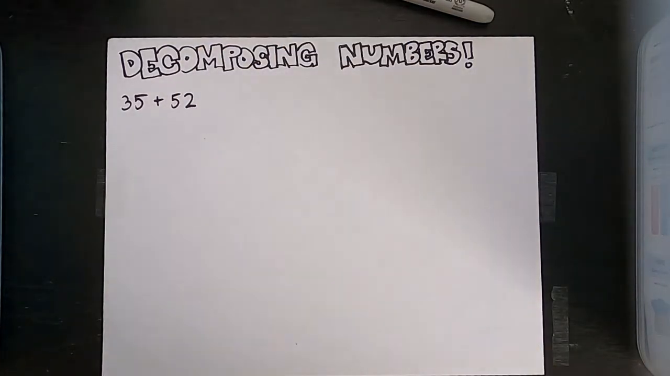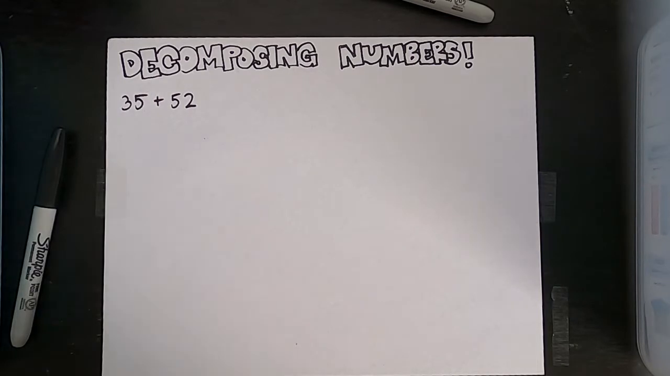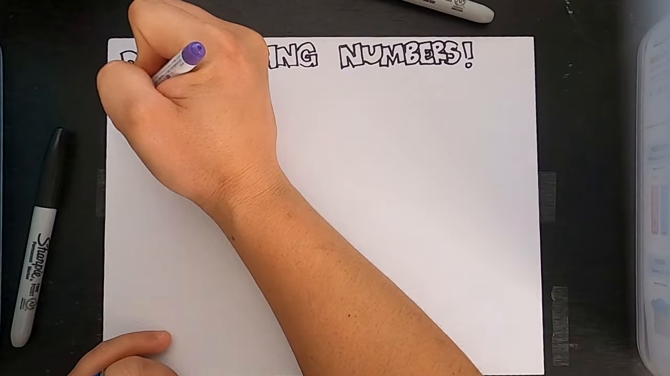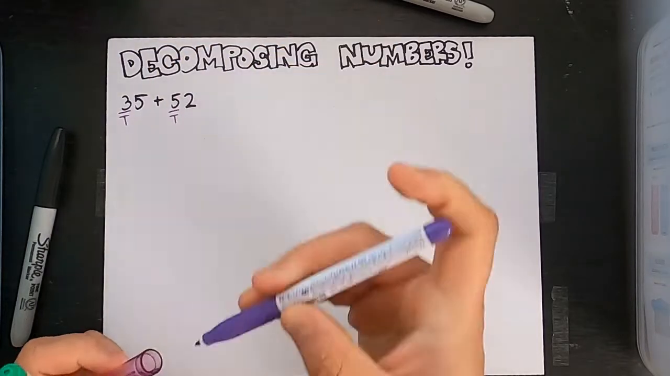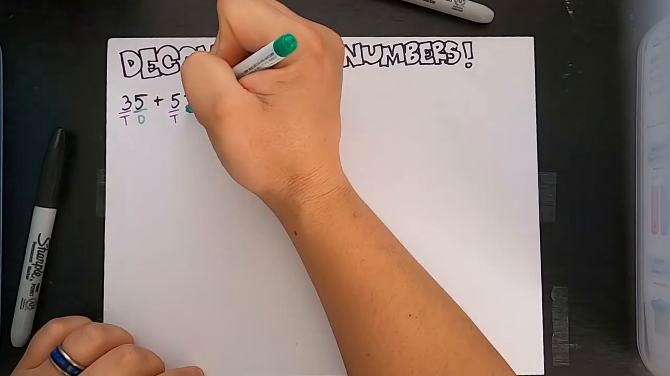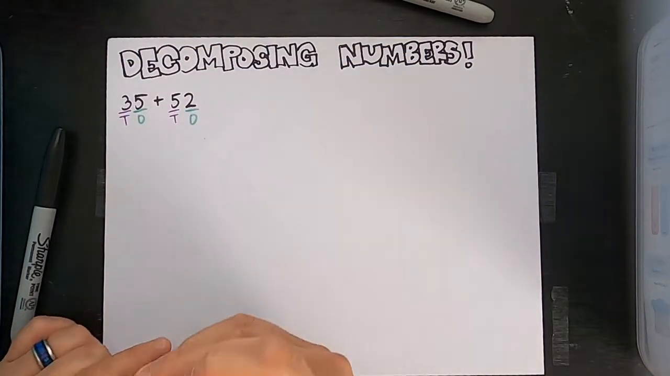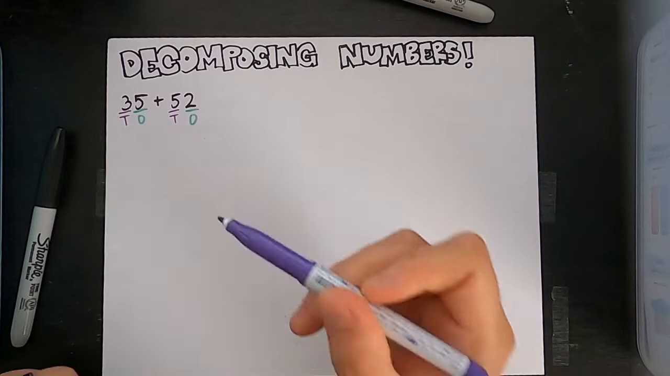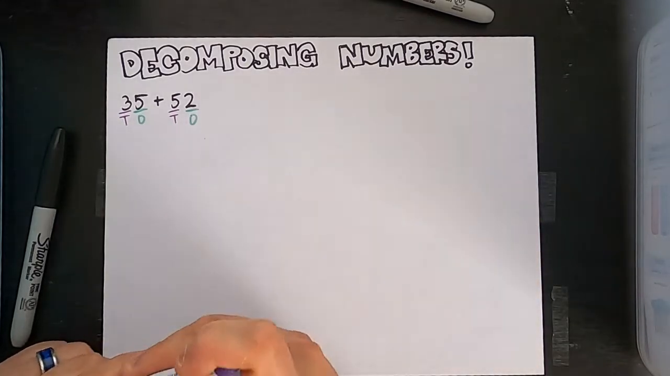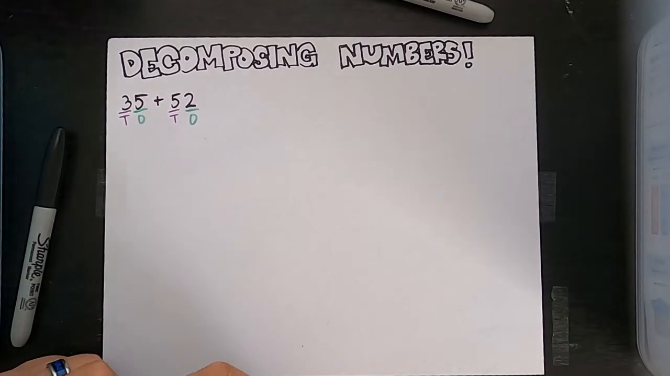52. All right, so what we're gonna do here, I'm gonna get my trusty colors out. We're gonna label the place value because place value is everything with decomposing numbers. Because all you're doing basically is decomposing the numbers into their place value components. So we're gonna first work with the tens. Doesn't really matter which one you work with. I guess you could work with the ones first. But let's try and break off the tens first.